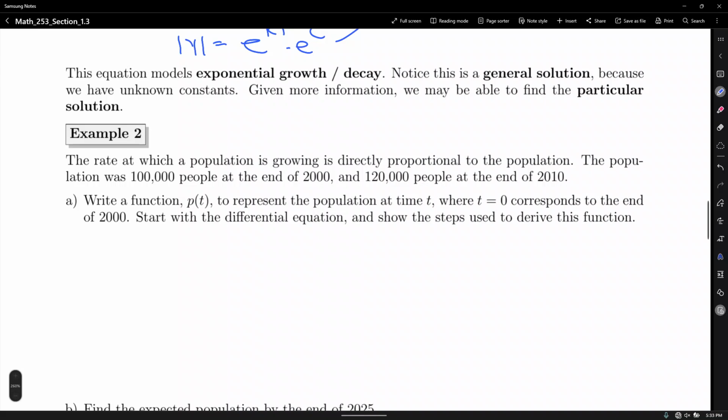All right. So this is what we're going to do. We're going to use the first. So t equals 0, which corresponds to 2000. So that's telling us that the initial population, which is when t equals 0, equals the population, or y, equals 100,000 people. All right. So I'm going to use this condition, and that's going to be helpful to get the c.